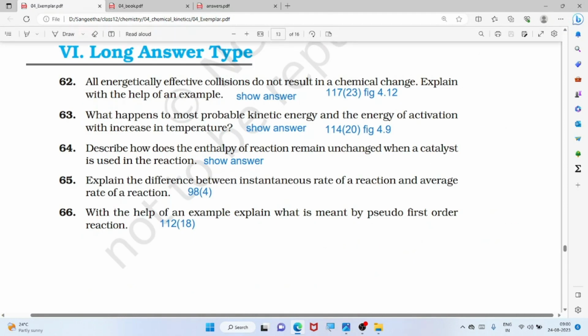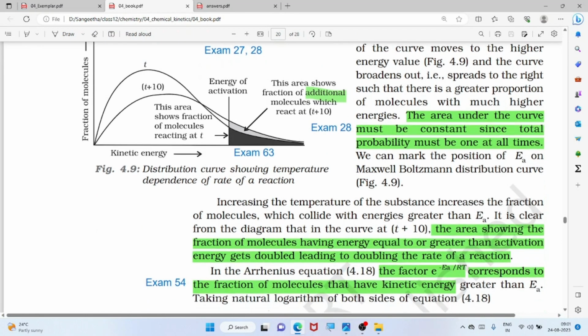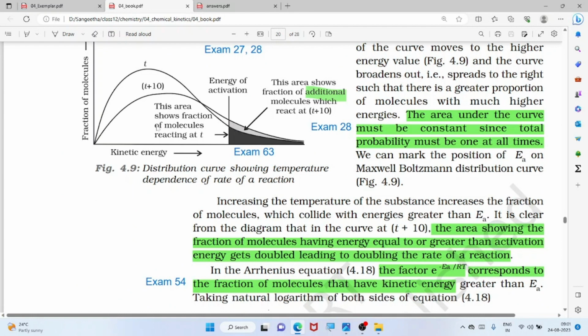What happens to the most probable kinetic energy and the energy of activation with a rise in temperature? This is the Boltzmann-Maxwell distribution curve. See, this is the most probable energy level. This energy level increases when you increase the temperature; it is shifted to the right side as compared to the lower temperature.